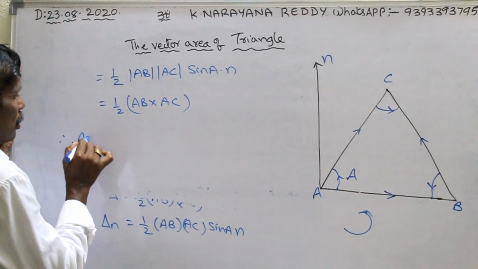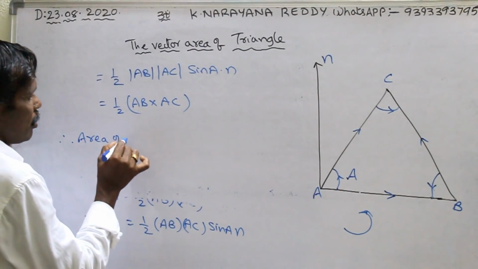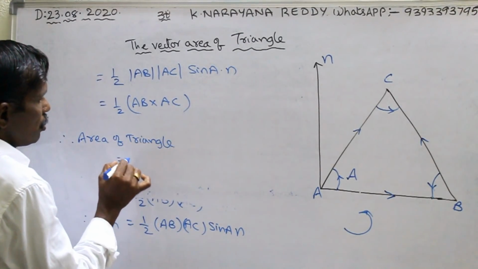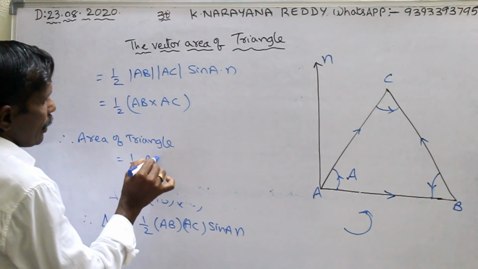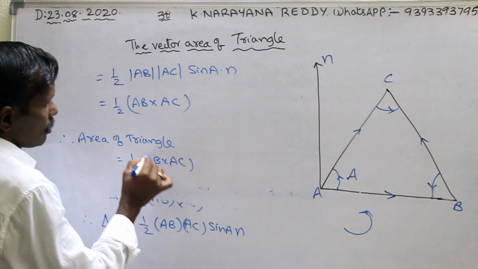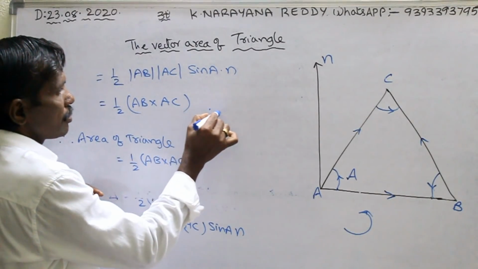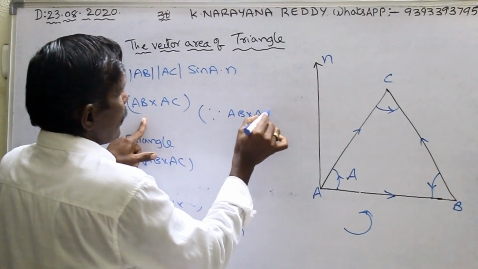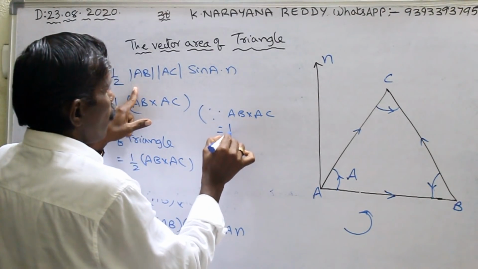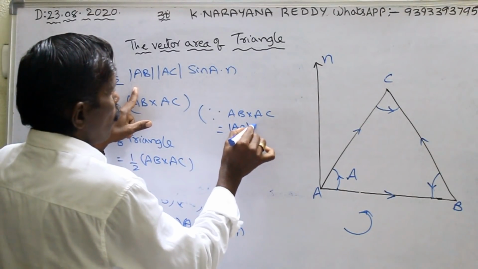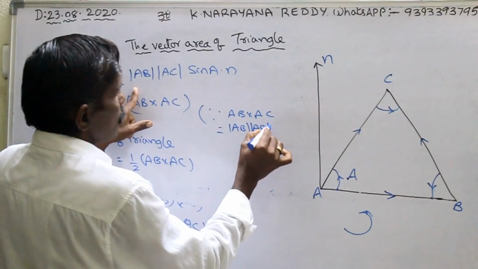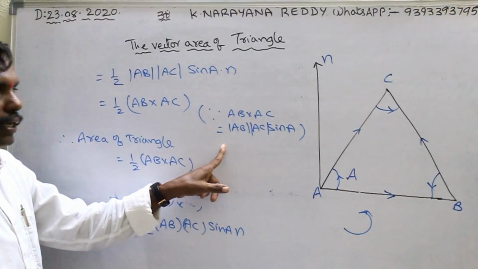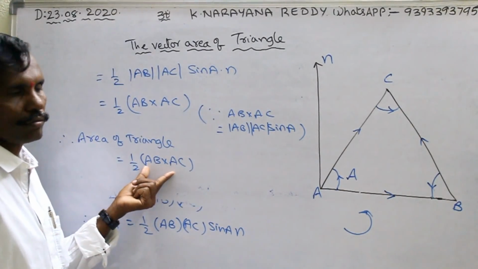Therefore, the area of the triangle equals half into AB cross AC. Why? Because AB cross AC equals mod AB mod AC sin A. This is the formula, you know this. That's why we are taking this.